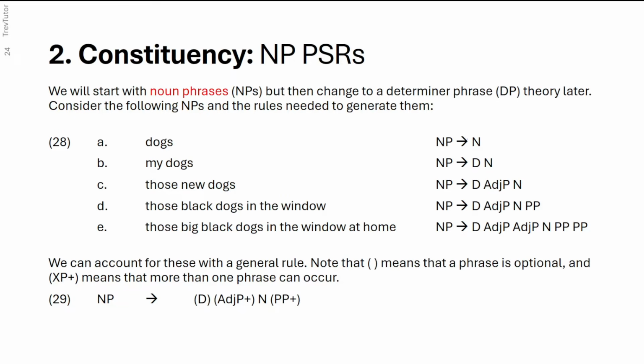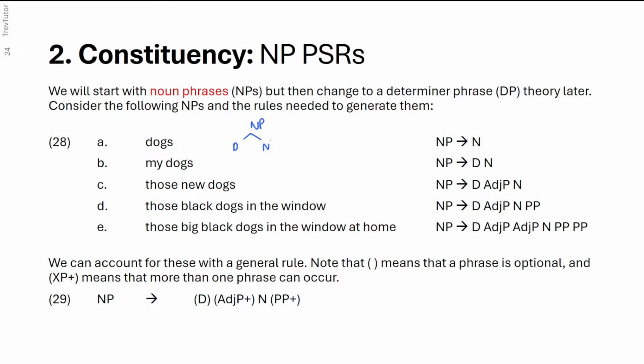We'll start with phrase structure rules for noun phrases, and then we'll turn them into DPs, determiner phrases, a little bit later. But first, we want to generate some rules just for some simple sentences. So we can start a sentence with dogs. That would just be a noun that forms a noun phrase on its own. So basically a one-word noun phrase, and that's fine. But we could also say my dogs, in which case this is a noun phrase that takes a determiner, my, and then a noun, dogs.